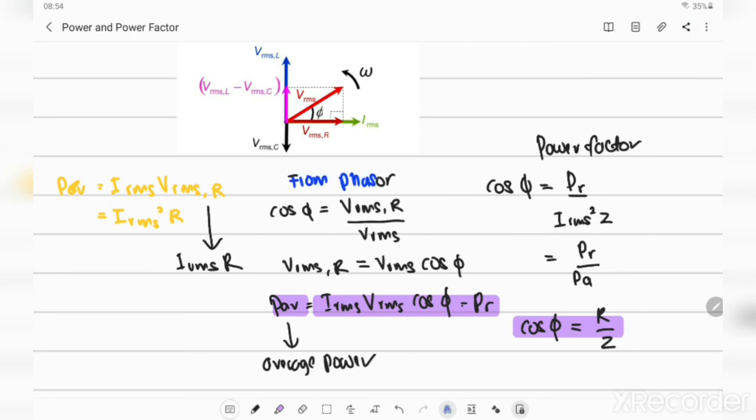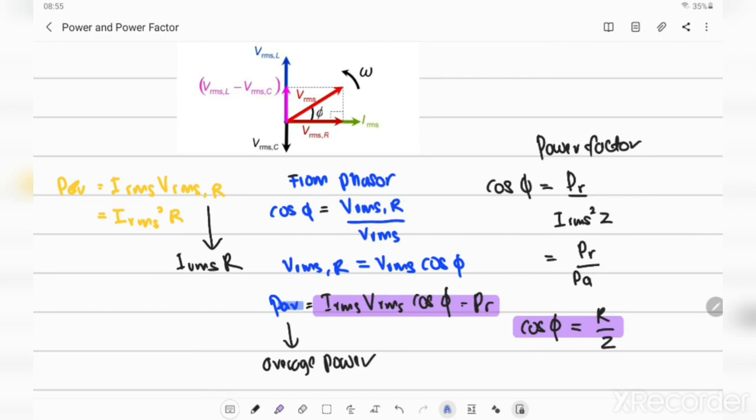From the phasor diagram, we can calculate cos phi, the angle. Cos phi is equal to V RMS across R divided by V RMS, using Pythagoras theorem. So V RMS through the resistor is equal to V RMS cos phi. So we get the average power equal to I RMS V RMS cos phi, which is equal to the real power.